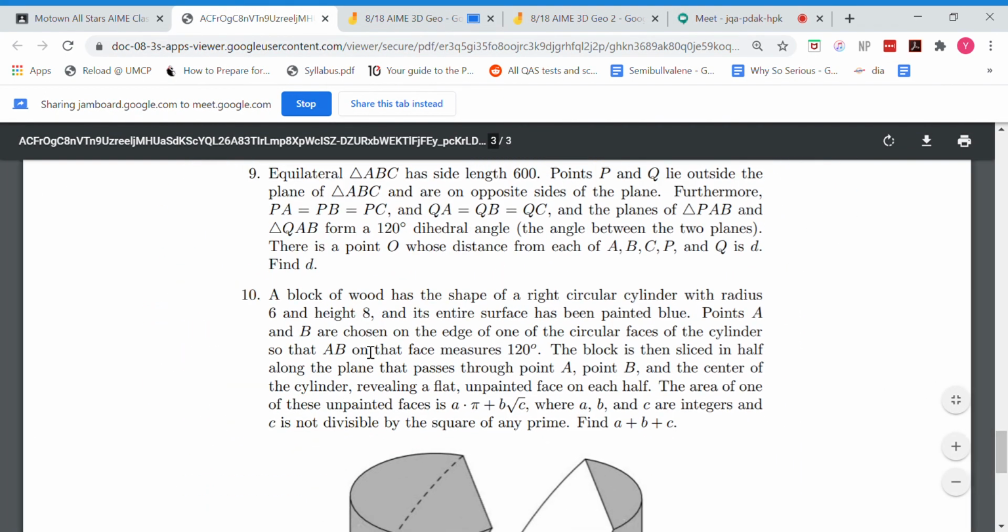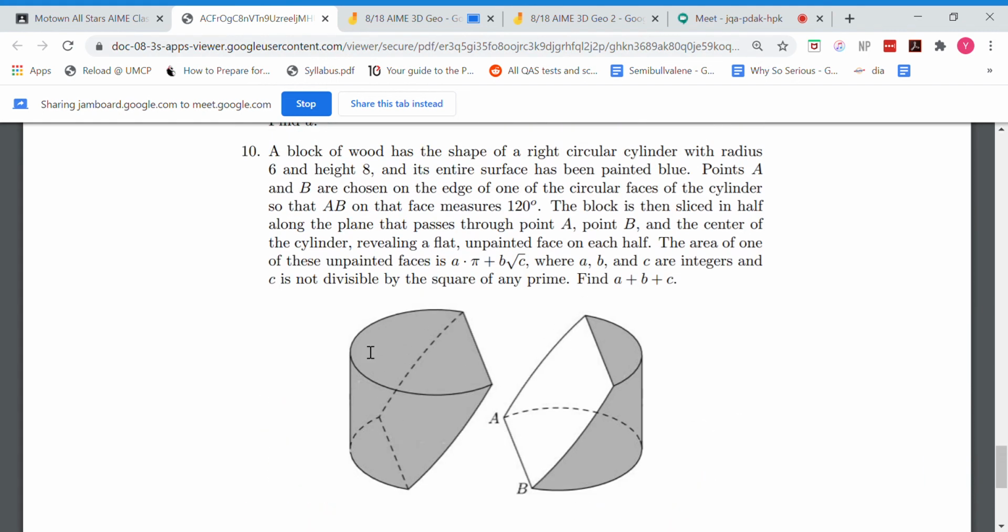So problem 10. It's a notorious problem. A block of wood has the shape of a right circular cylinder with radius 6 and height 8, and its entire surface has been painted blue. Points A and B are chosen on the edges of one of the circular faces of the cylinder, so that arc AB on that face measures 120 degrees. And we slice the block in half, and we want to find the surface area of this weird, non-geometric figure.